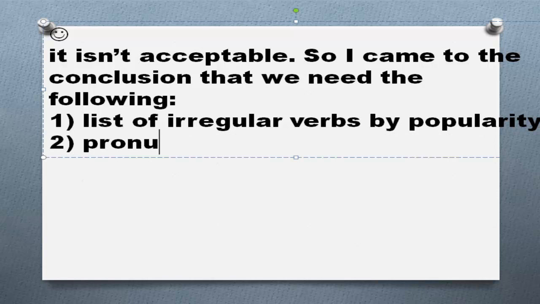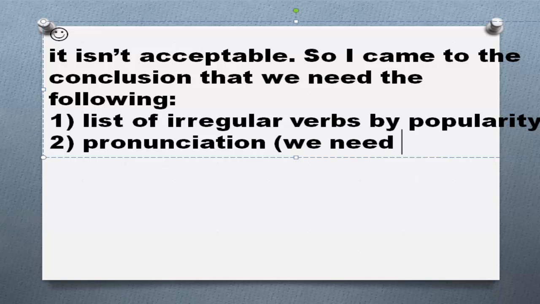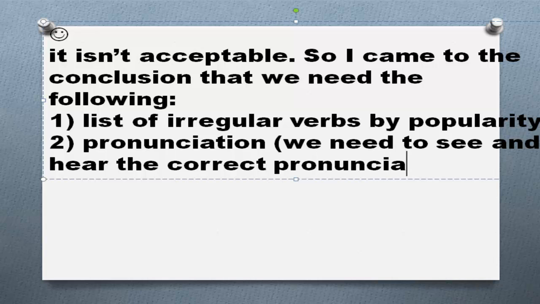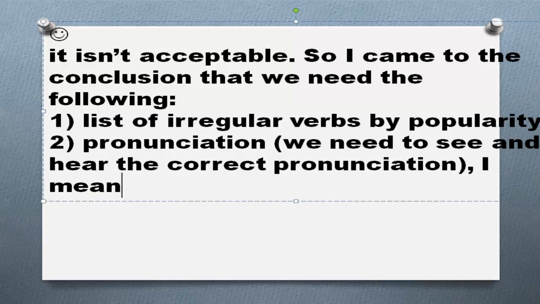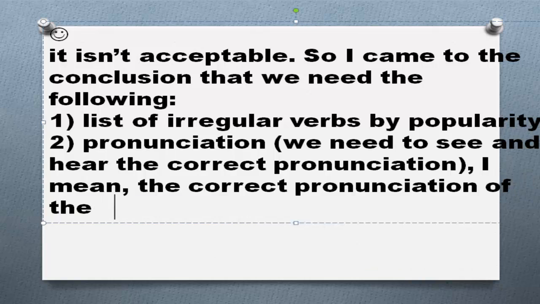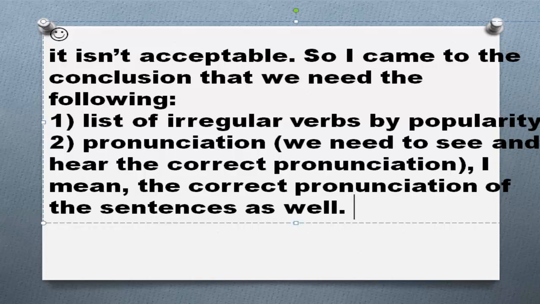Second, pronunciation. We need to see and hear the correct pronunciation. Нам нужно видеть и слышать. I mean, я имею в виду, the correct pronunciation of the sentences as well, также. It's often a big problem. Это часто большая проблема.